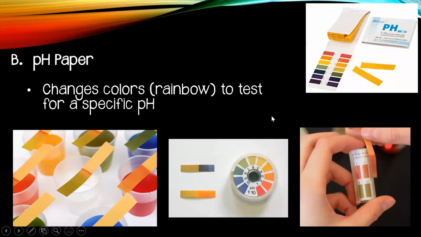So even if you have a farm, well water, pool water, you may have pH paper on hand because it's an easy way to test to see if your water is where you need it to be.